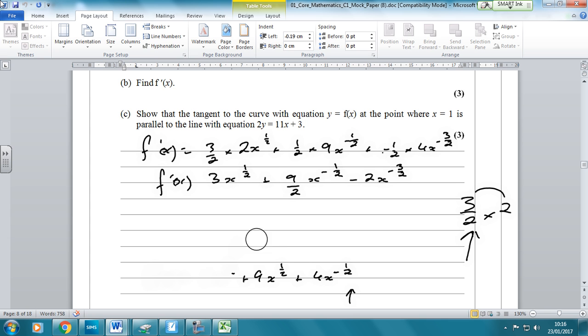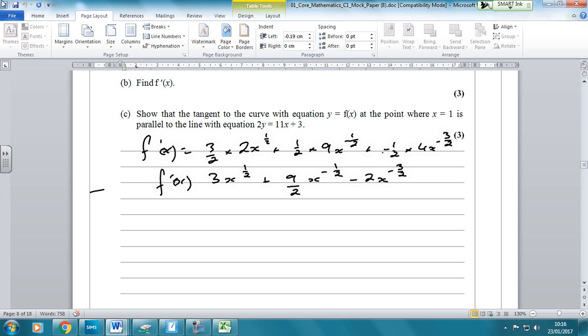Now, the next thing we've got to do is show that the tangent to the curve where the x value is 1 is parallel to the line, this thing here. Now again, this is more an understanding question than anything that's going to be too taxing in terms of the maths.